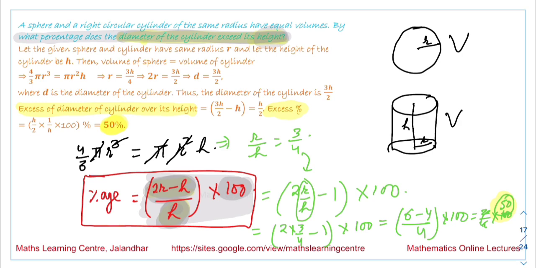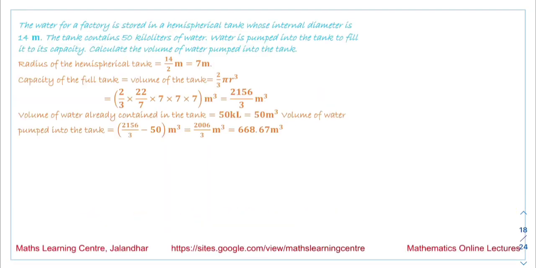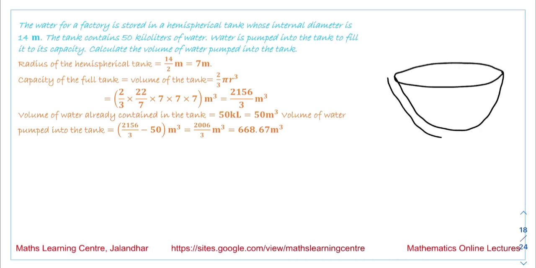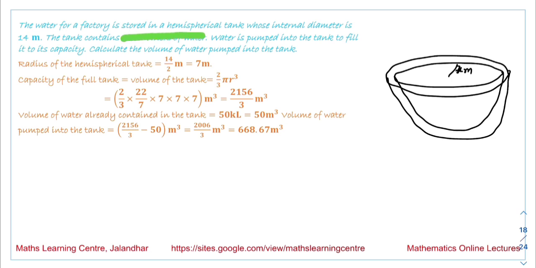Now the next we have is: the water for a factory is stored in a hemispherical tank whose internal diameter is 14 meter. So we are talking about a hemispherical tank, and its internal diameter is given to us, it is 14 meter. So it means the radius over here is 7 meter. The tank contains 50 kiloliters of water.